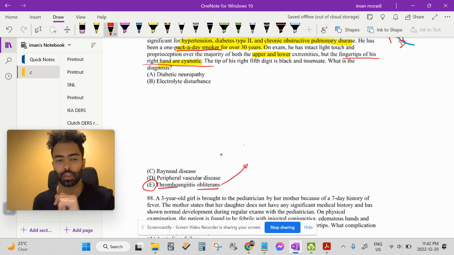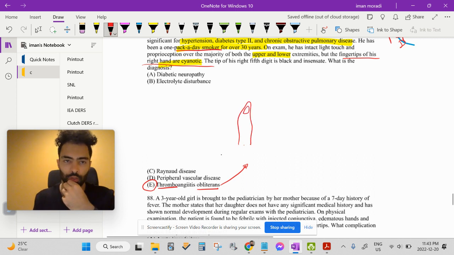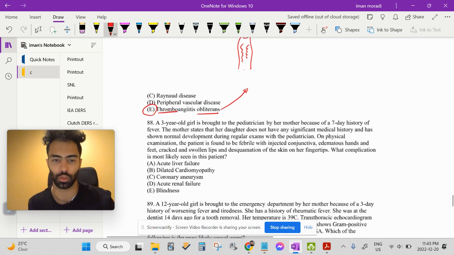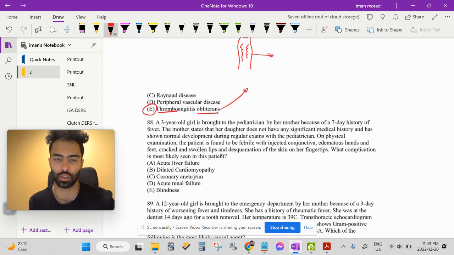Another thing is that the main arteries of the finger die. So if this is a finger, and this is the nail, these guys will start making new arteries that look like little spirals. You can see them when you're doing angiography. So spiral neovascularization is also a sign of this, because it means the main vessels are dying. Next, this 3-year-old girl has a 7-day history of fever.